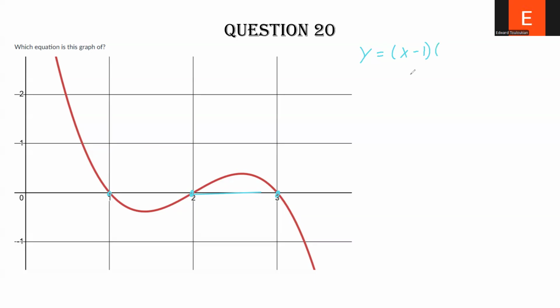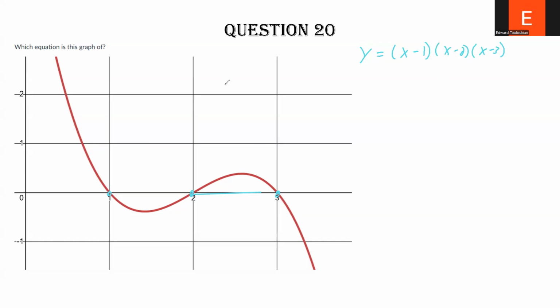The other one would have an x-intercept of 2, so this needs to be x minus 2. And this is a 3, so this would have to be x plus 3, or sorry, x minus 3. So by having these three things in parentheses, these are your three factors, you would solve each of these and get 1, 2, 3 as your intercepts.